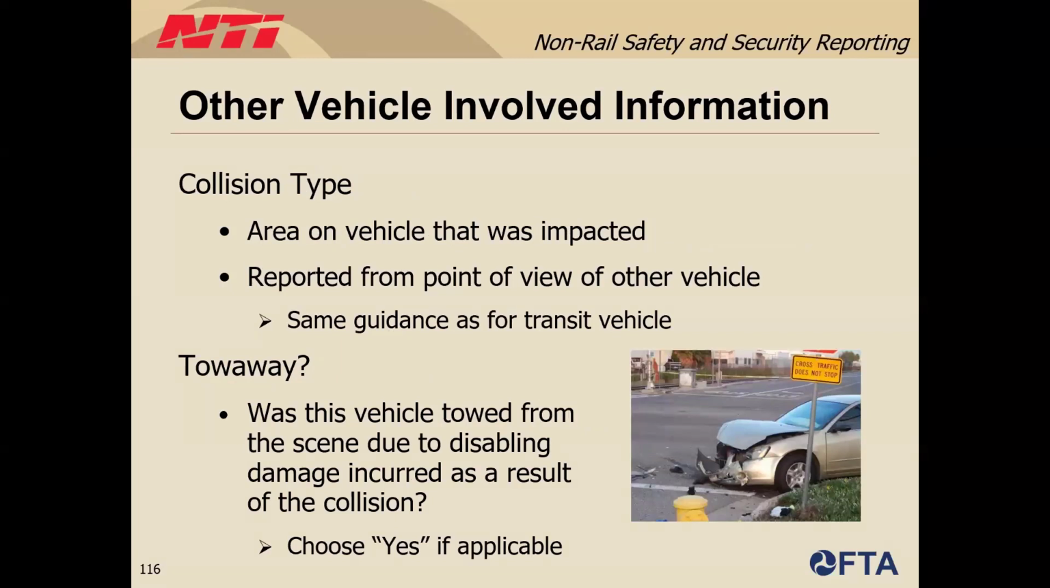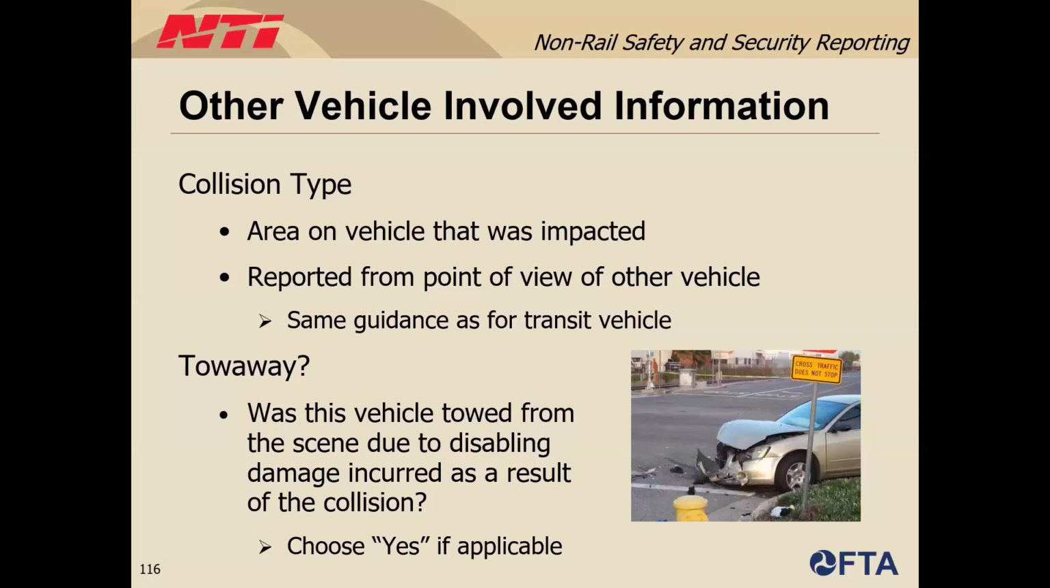Just as when reporting the transit vehicle collision type, you are indicating the part of the vehicle that was hit from the point of view of the other vehicle. The form includes the question, was this vehicle towed from the scene due to disabling damage incurred as a result of the collision? You'll answer yes or no accordingly. Please select no if the vehicle was towed because the operator was taken away or just wanted it towed. It must be due to disabling damage, even though that may only be a flat tire.